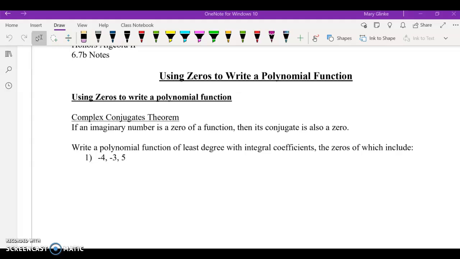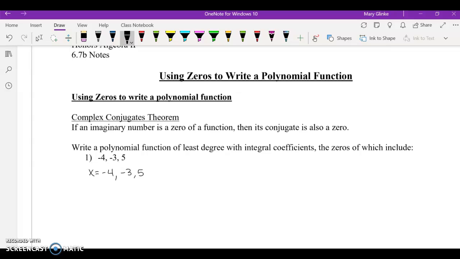Today we're going to talk about how to write a polynomial function given the zeros. So if we are given the zeros of the polynomial, we are actually given the answers. So x equals -4, -3, and 5. Those are the values for x that when you plug them into the equation, you get 0 back out.